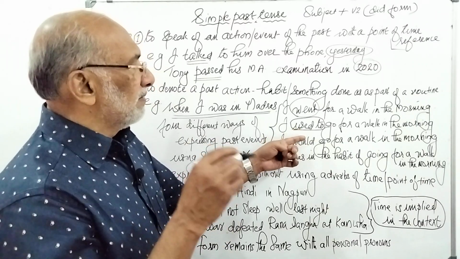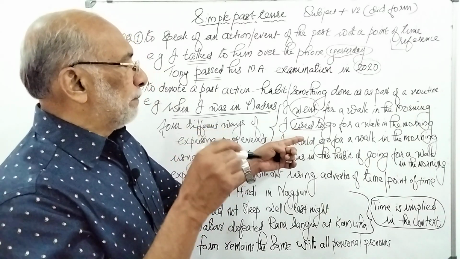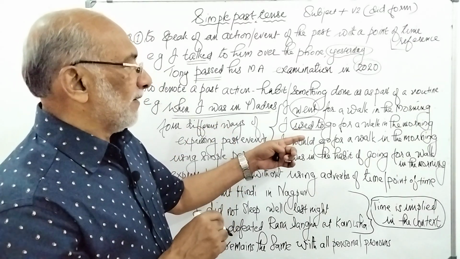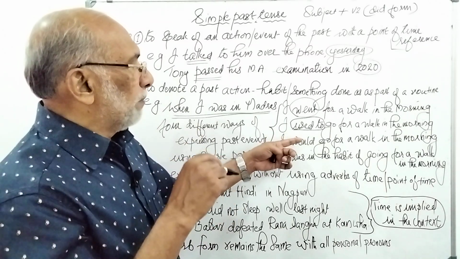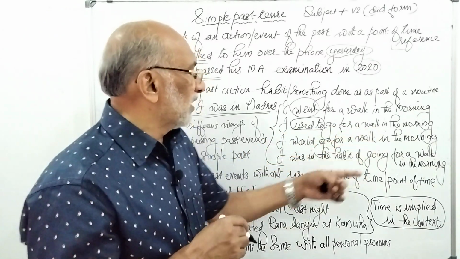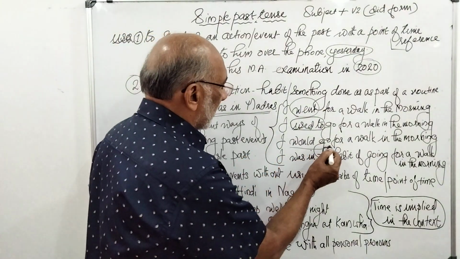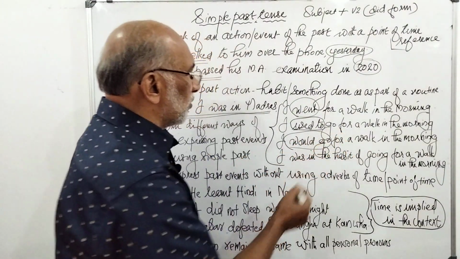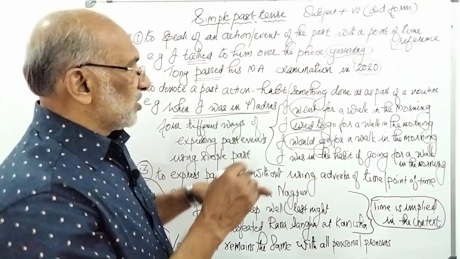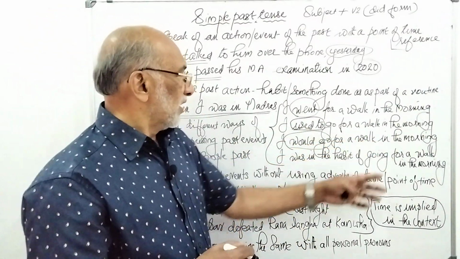"Used to" actually gives the impression of past sense. Okay, it gives us a sense of the past. I used to go for a walk in the morning. Third one, I would go for a walk in the morning. So would plus go, that again gives a past sense. I would go for a walk in the morning.